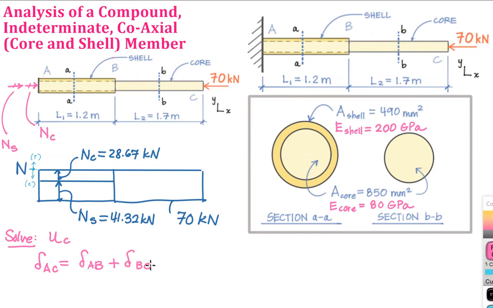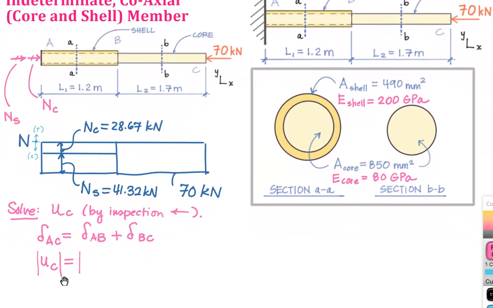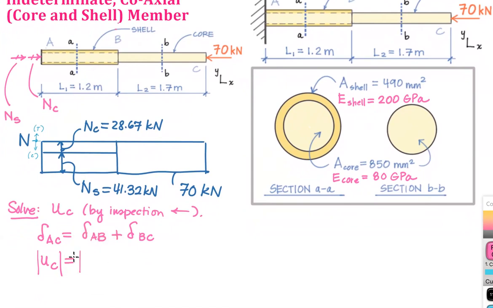The way I'm going to set this up is as follows. I'm going to say by inspection, plane C moves in the negative x direction or to the left. And so I am going to recognize that the value of that translation is equal to the value of these two deformations. So I'm going to throw in some absolute value signs. And I'm also going to expand these as follows. I want to use that deformation equation, right? NL over AE. It's an important one. I want to use that again.